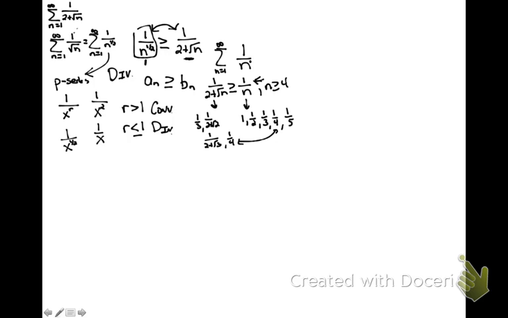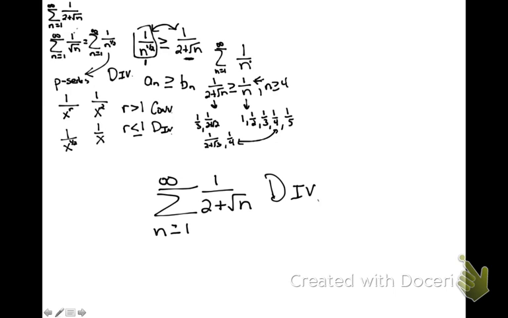We can conclude that our original series, the one I want to know about, the sum of the series from n equals 1 to infinity of 1 over 2 plus the square root of n, diverges by direct comparison with 1 over n.